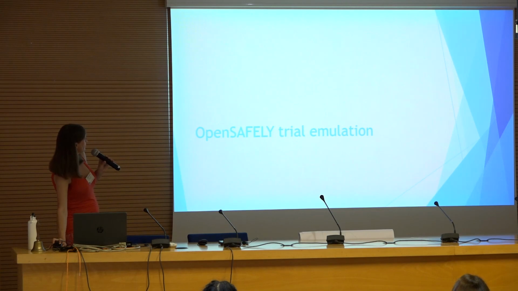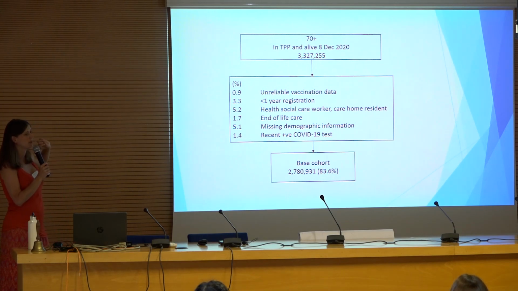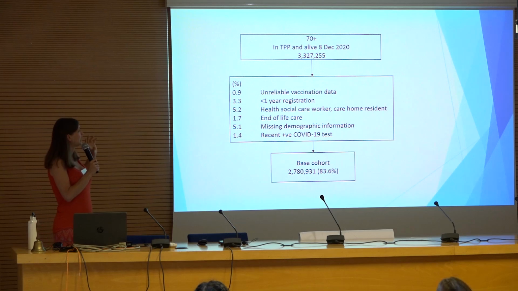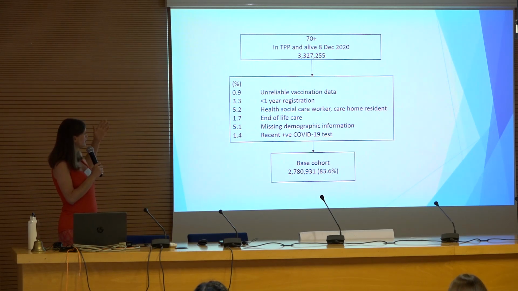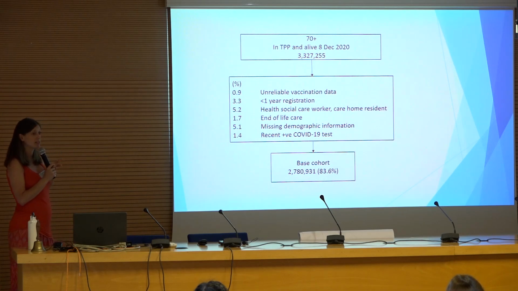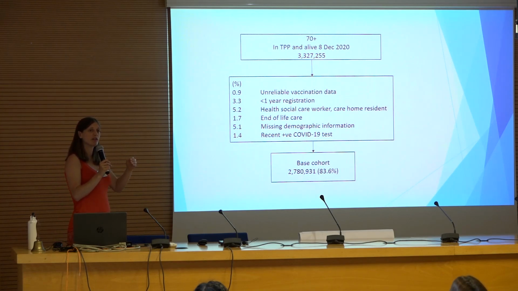Right, so let's have a look at what happened when we did this. In this huge research database, we had 3.3 million people who were over 70 and who were alive at the start of my study period. We removed people if their vaccination data were unreliable, or if they had only recently joined their general practice, so we weren't confident that we knew enough about their comorbidities and their health status.